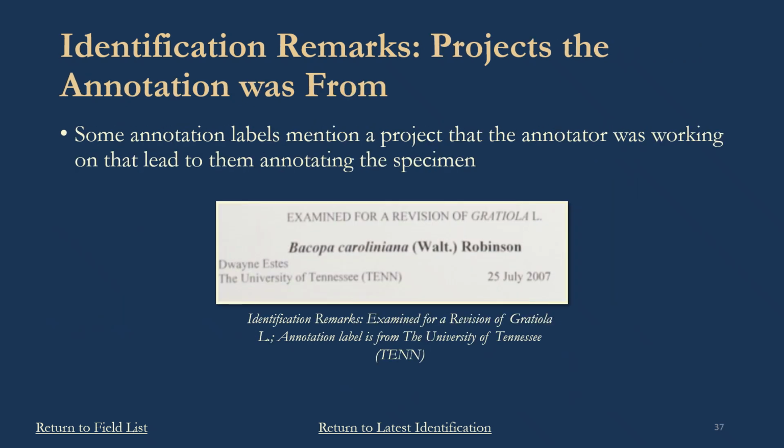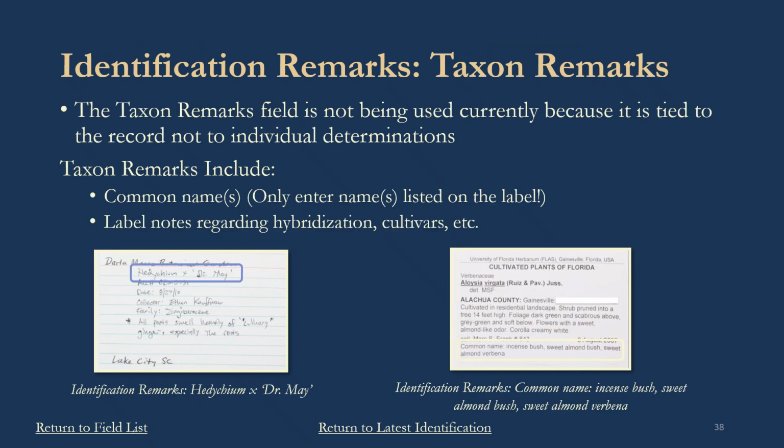Some annotation labels mention a project that the annotator was working on that led to them annotating the specimen. We also include these in the identification remarks. The taxon remarks field is not currently being used because it is tied to the record, not to the individual determinations. Taxon remarks include common names and label notes regarding hybridization, cultivars, etc.